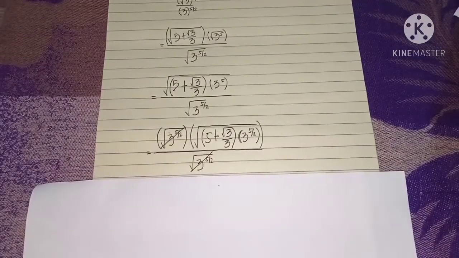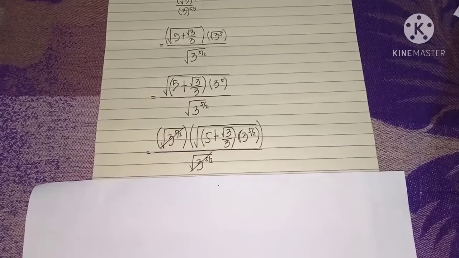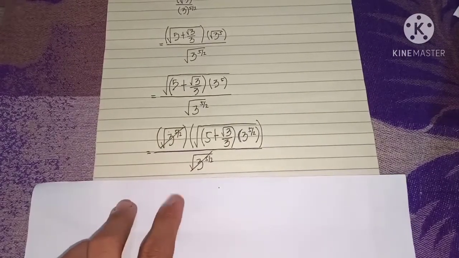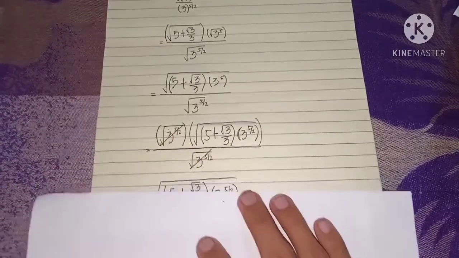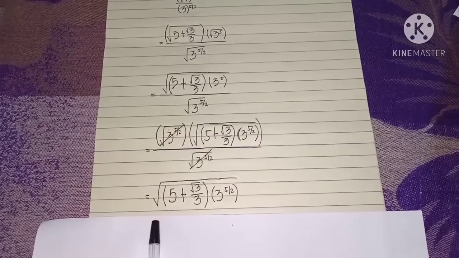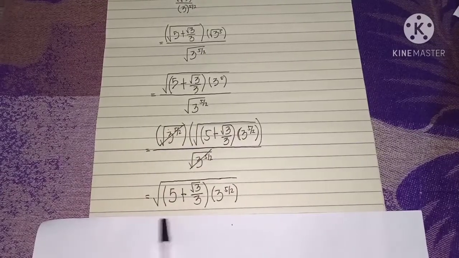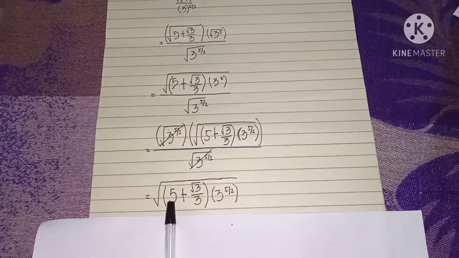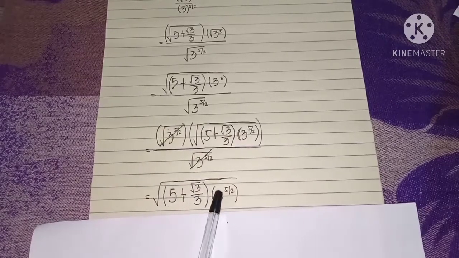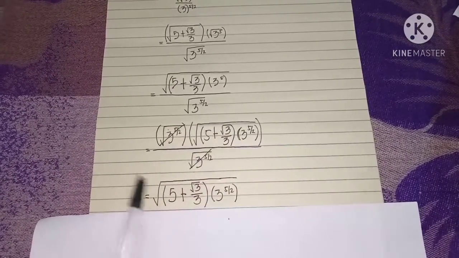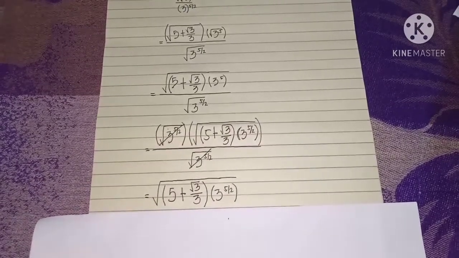At this point, we will write an expression as a product with the factor of square root of 3 raised to 5/2. So here it is, and then we'll cancel the two. And this is our expression now: square root of 5 plus square root of 3 over 3, quantity 3 raised to the power of 5 halves.